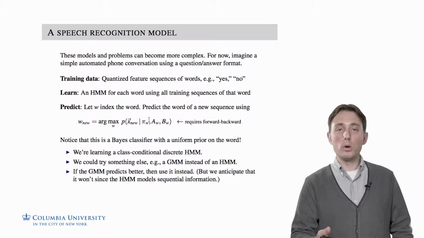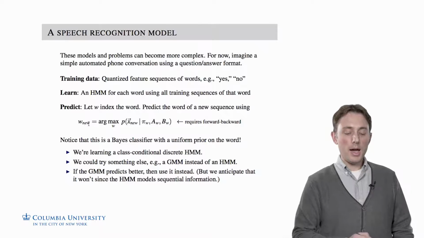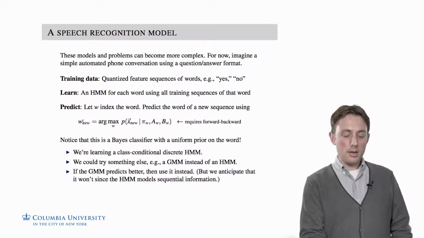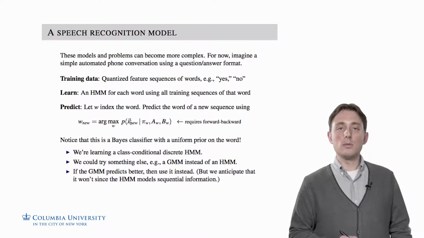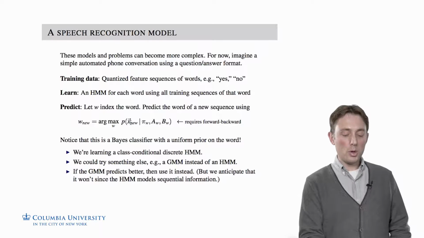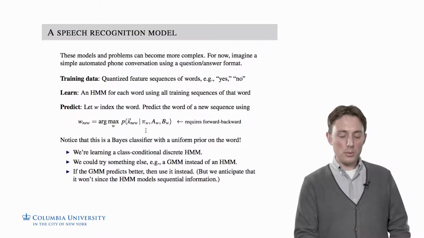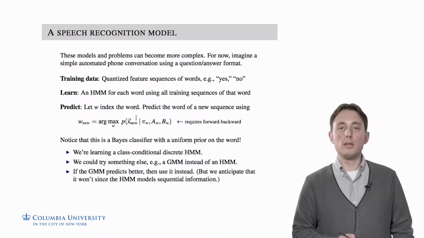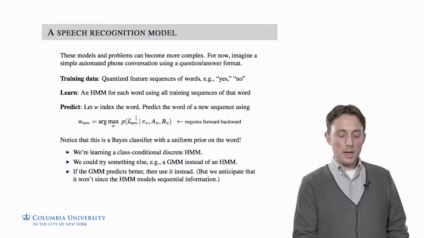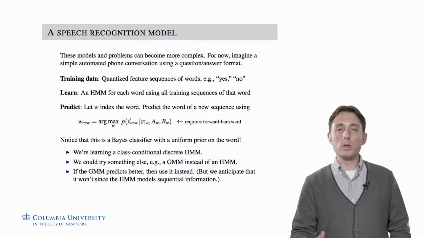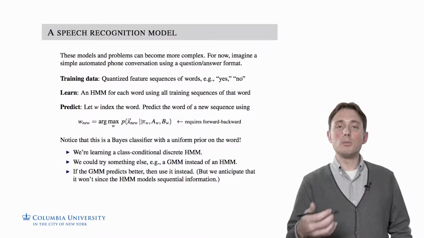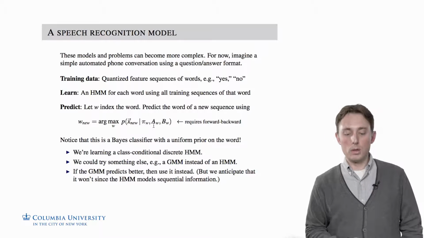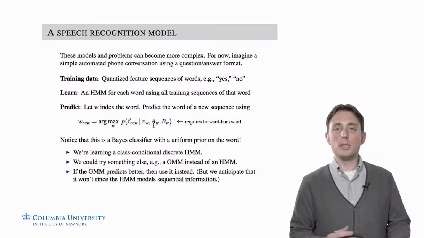We do this for every word, and then we assign the label for this sequence to be the most probable word. So we simply pick the HMM that most likely generated the sequence that we've observed, and that HMM will correspond to a word, and we declare that the word spoken was that particular word. So this is a very simple example.